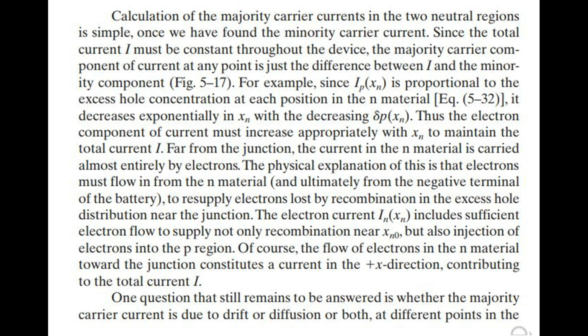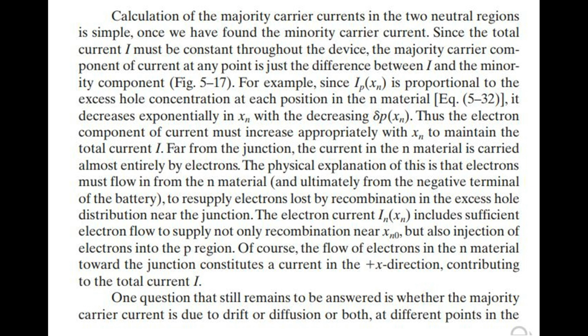The physical explanation of this is that electrons must flow in from the n material, and ultimately from the negative terminal of the battery, to resupply electrons lost by recombination in the excess hole distribution near the junction. The electron current in xn includes sufficient electron flow to supply not only recombination near xn = 0, but also injection of electrons into the p region. Of course, the flow of electrons in the n material toward the junction constitutes a current in the plus x direction, contributing to the total current I.